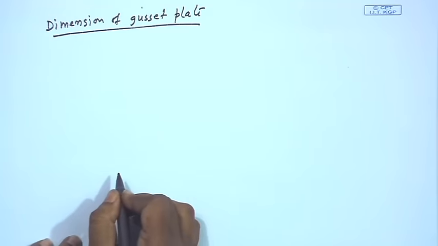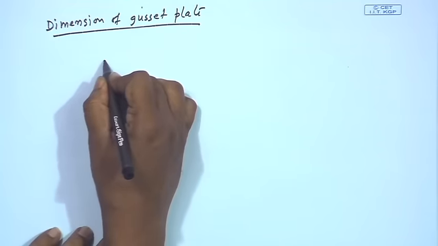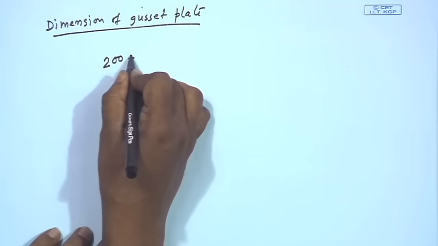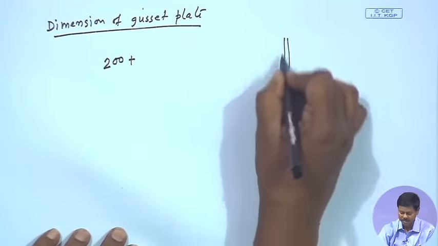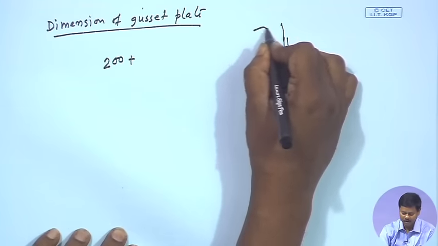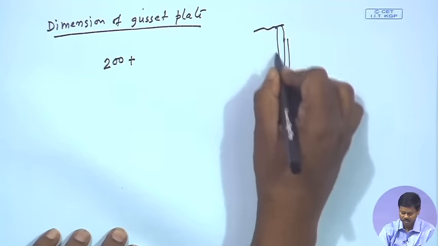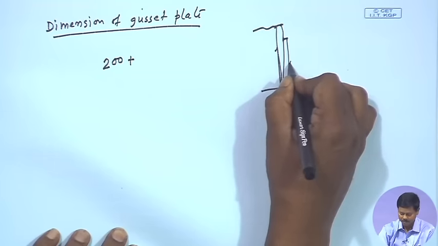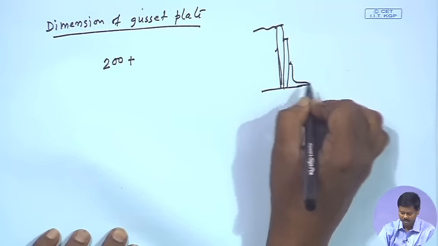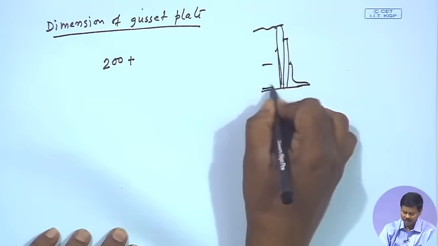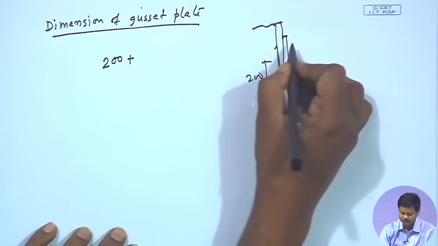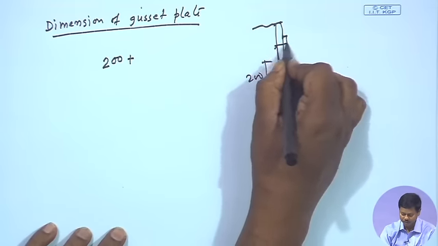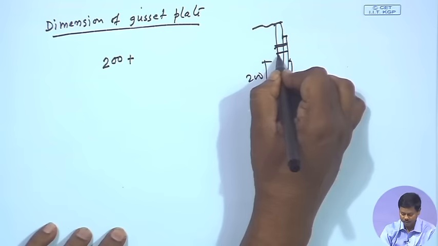Okay. So, here the height of the gusset plate will be the height of the angle, which was 200, plus... See, if we have a gusset plate like this, and if we have a column like this, and if we have an angle like this, then the angle height was 200. So, 200 plus, we have 2 rows of bolts. Here 1 row of bolts, another row of bolts.